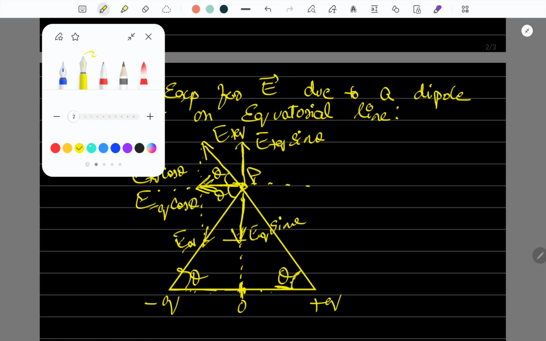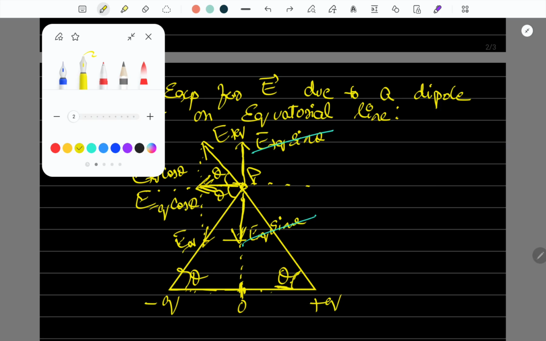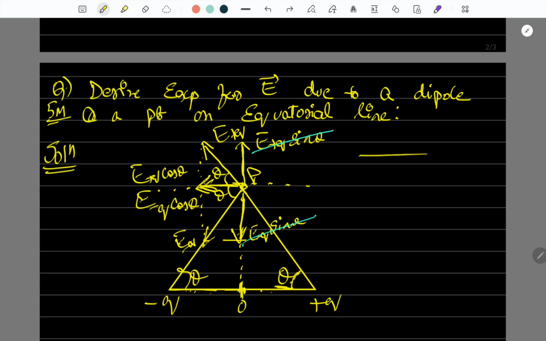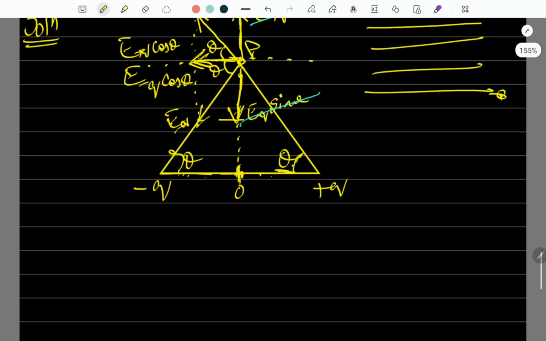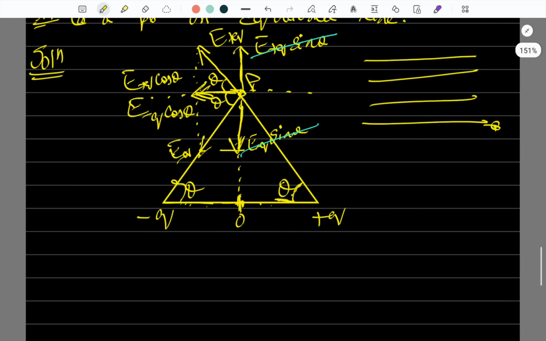Clearly, when I solve this, what happens? E plus q and E minus q sin theta components will get cancelled, while cos theta components will add. So with this basics we can start. You can start writing the initial introduction. I have already explained how to write it in the last derivation, so I don't think there is a need to re-explain that.